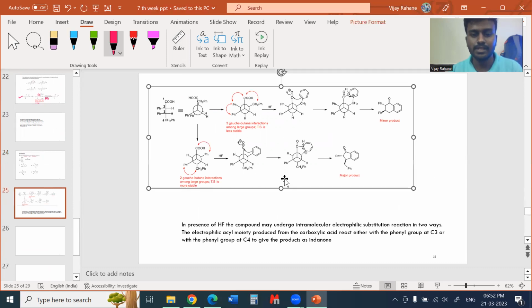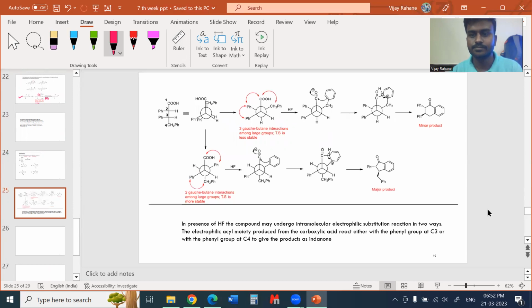Okay, see, this is the reaction mechanism for this one. If you convert this structure into the Newman projection formula, this upper COOH and CH2Ph will lie here on the front side, right? And CH2Ph will go to the back side. So there are three gauche butane interactions among the large groups, so this transition state is less stable.